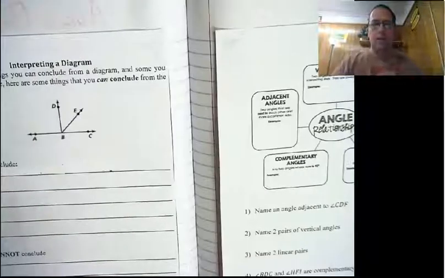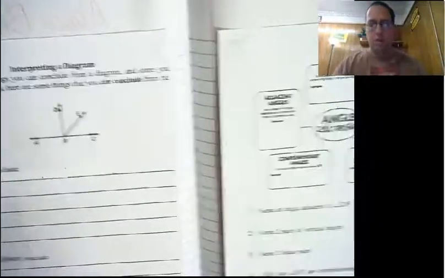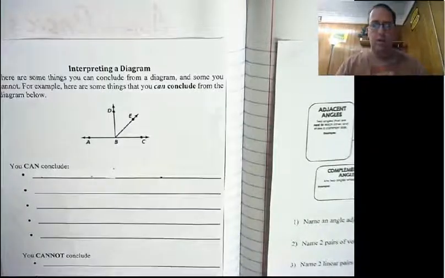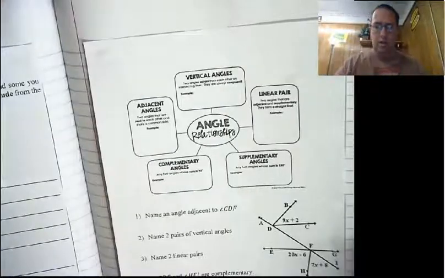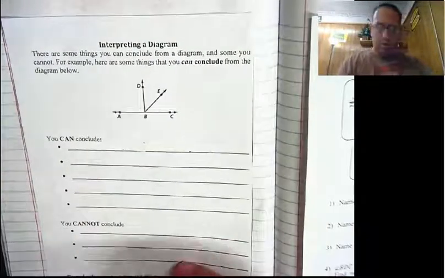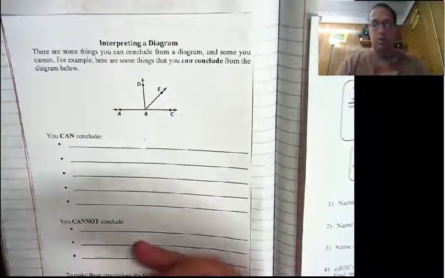Hello class, today we're going to talk about two things. First, interpreting a diagram, and second, angled relationships. Both of these are really pretty simple, so shouldn't take us too long. First thing, interpreting a diagram.